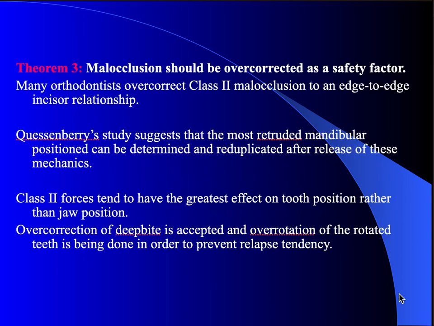Theorem number 3: malocclusion should be overcorrected as a safety factor. Many orthodontists overcorrect class 2 malocclusion to an edge-to-edge incisor relationship. Quesenberry's study suggested that the most retruded mandibular position can be determined and reduplicated after release of these mechanics. Class 2 forces tend to have their greatest effect on the tooth position rather than jaw position. Overcorrection of deep bite is accepted and over-rotation of the rotated teeth is being done in order to prevent relapse tendency.